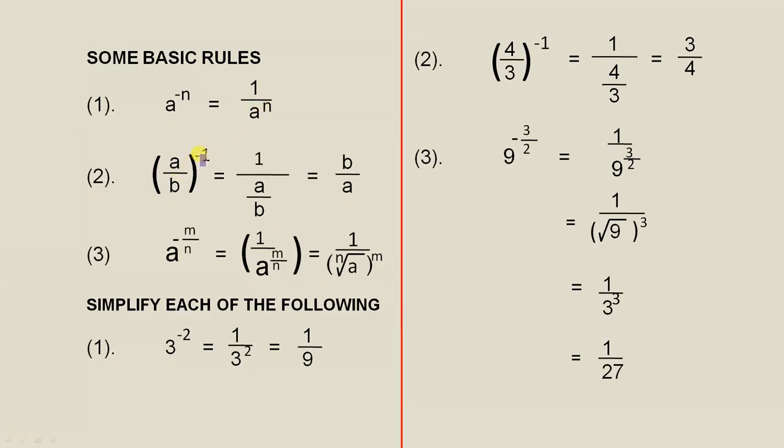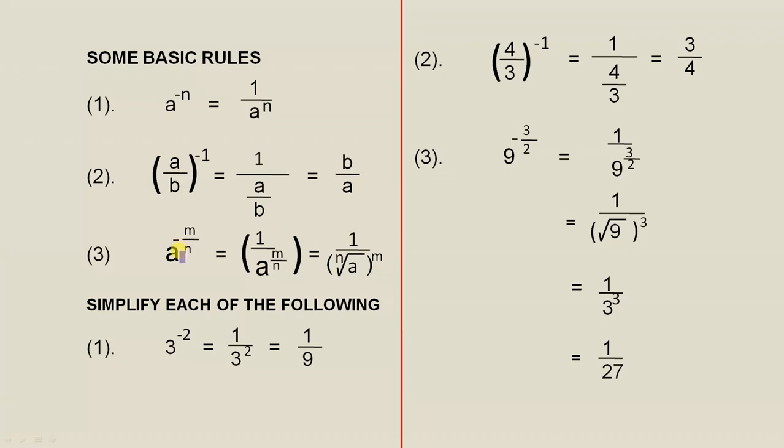A over b to the negative 1, because you have a minus here or a negative, you put 1 over a over b. Now that's actually the reciprocal of a over b. When you have 1 over a certain fraction, they're asking you to find the reciprocal of that fraction. So the reciprocal of a over b is actually b over a.